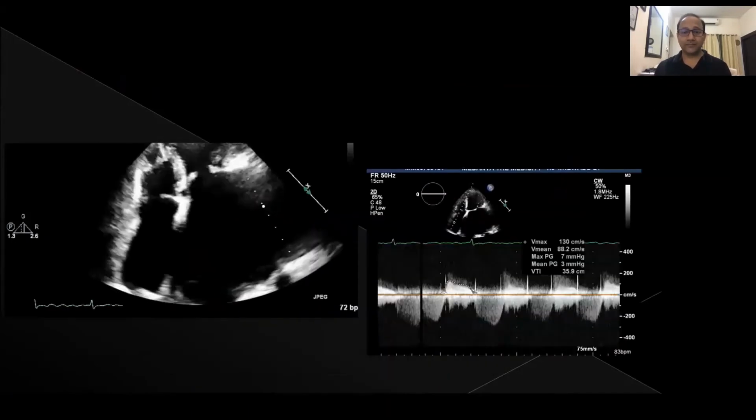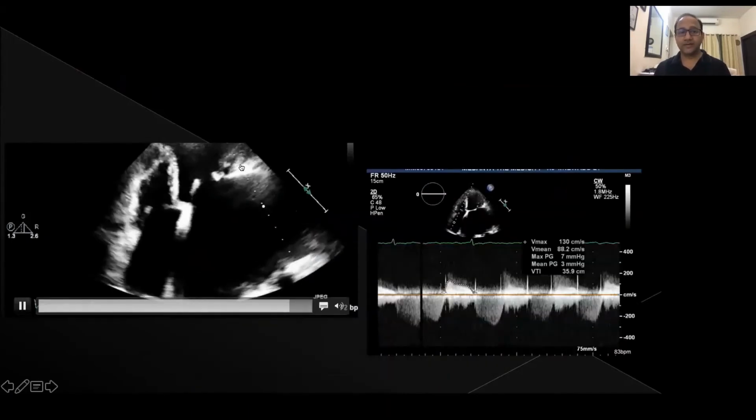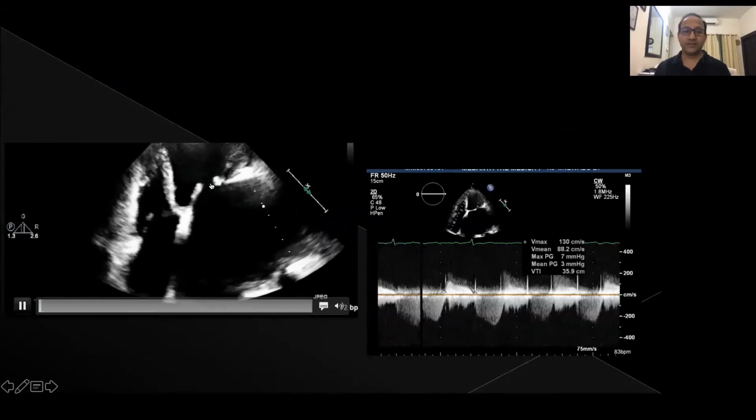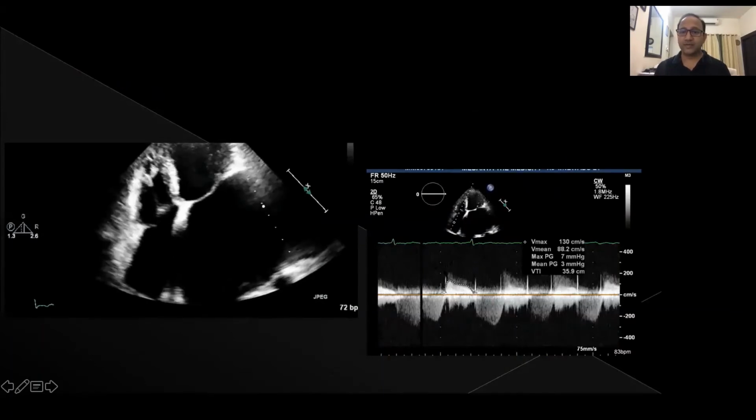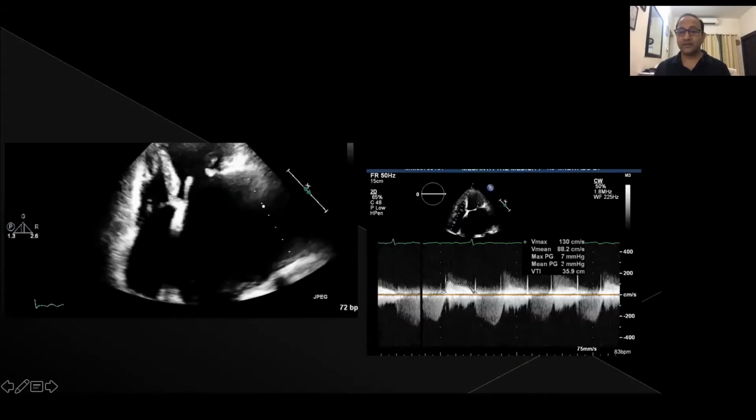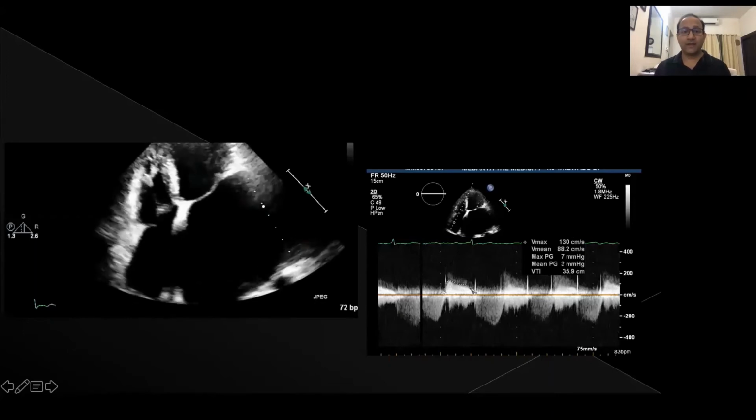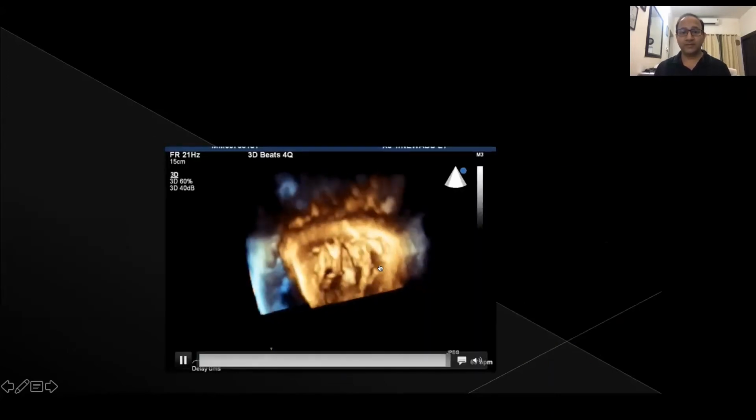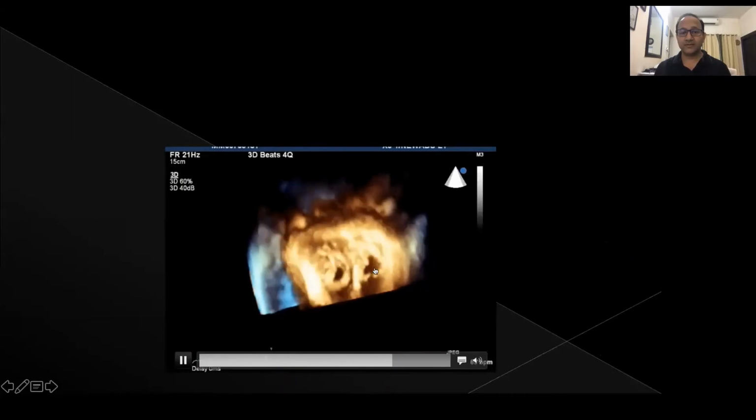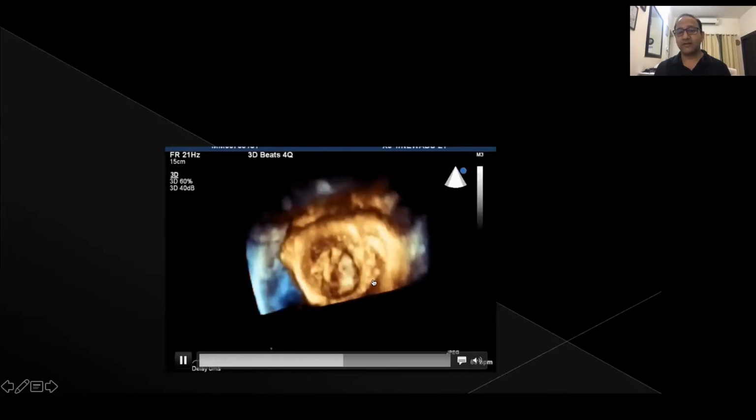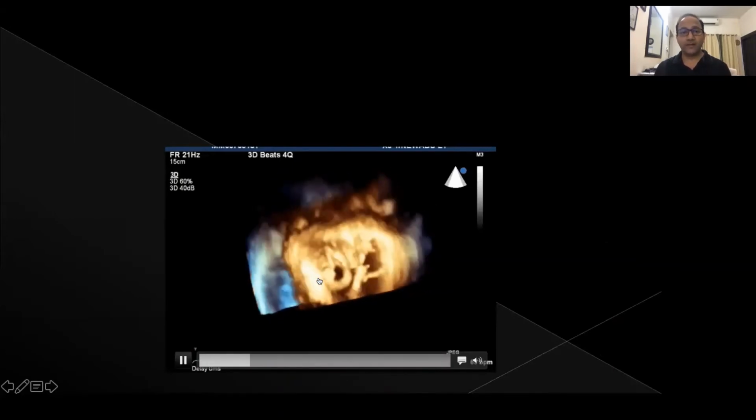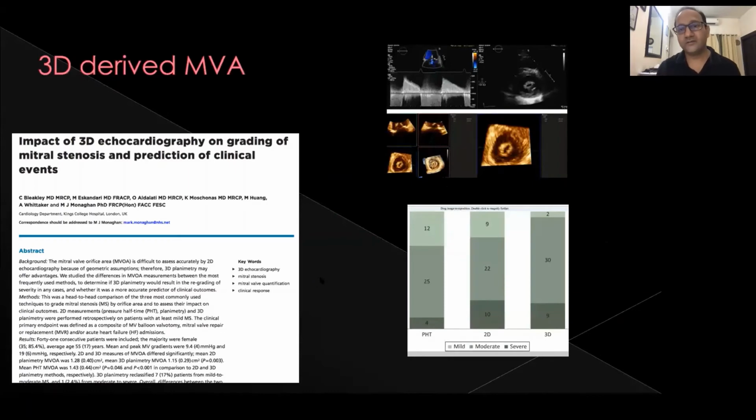Now, here, of course, you have a case where you have mitral stenosis as well as tricuspid stenosis, and the mean gradient is about 3 in this case. And when you do a 3D image, you can actually look at the mitral stenosis as well as tricuspid stenosis very well on 3D. Now, what about the 3D derived mitral valve area on planimetry?